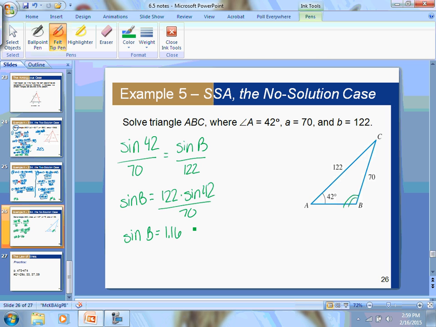Now if you type this into your calculator, it's going to give you an issue. It's not going to be able to do it because this value is greater than 1. So if you tried to do the sine to the -1 of 1.16, you're going to have an issue. That's because that value isn't between -1 and 1. Our domain values for our sine functions have to be between -1 and 1. This is greater than 1. So in this case, you have no triangle.